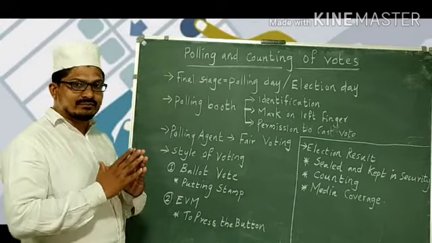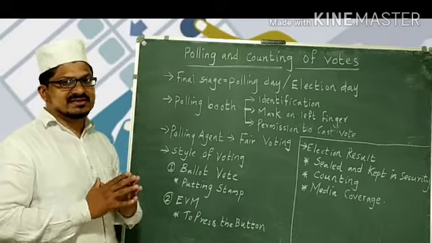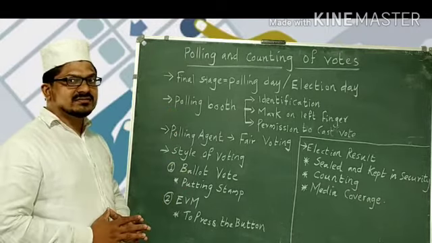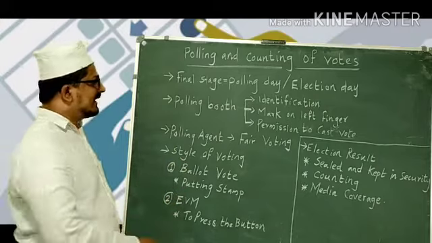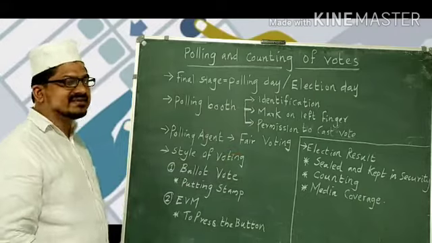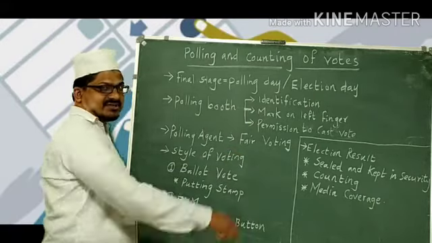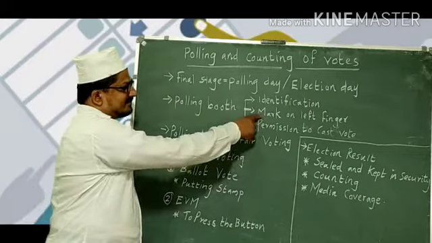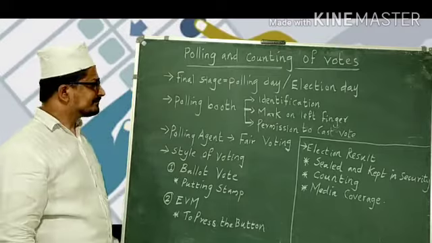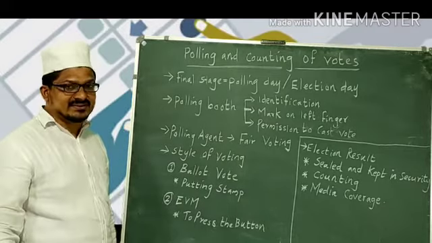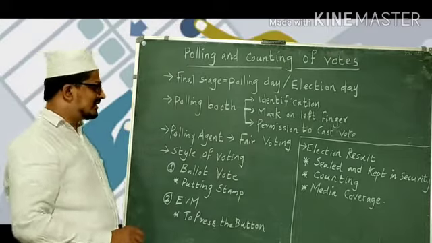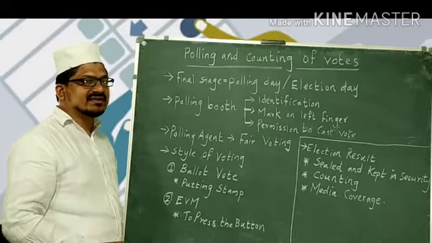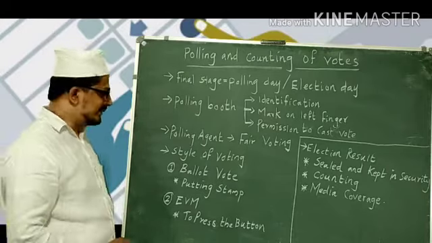So polling and counting of votes is the final stage of the election system, and polling booth is a place where we can cast our votes, and there are three processes that happen inside the polling booth. First one, identification of the candidate by checking ID card or Aadhaar or any other documents. Second, marking on the left finger. And third, permission to cast our votes. These are the three processes inside the polling booth. Next, polling agent. Every political party will appoint a polling agent to check whether the election process is conducted in a free and fair way.